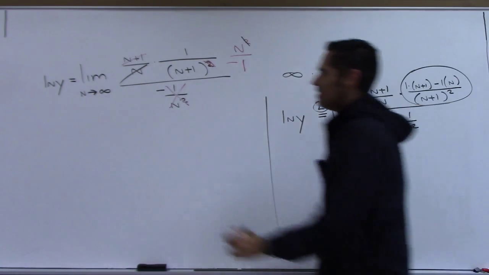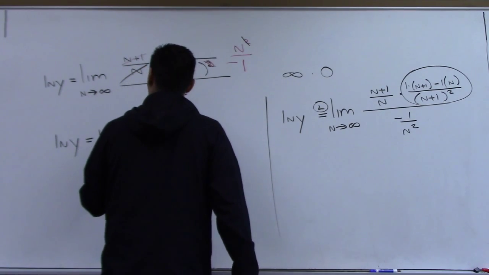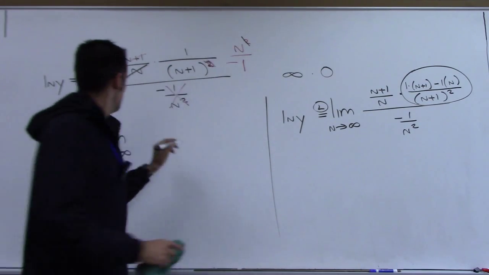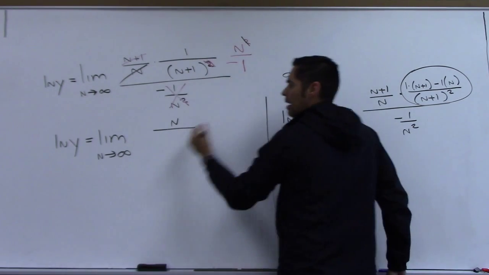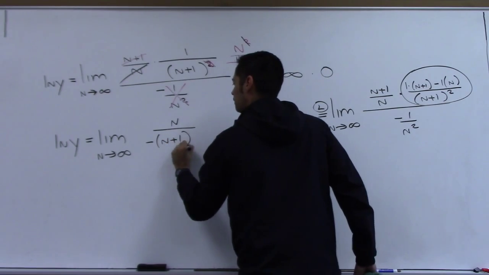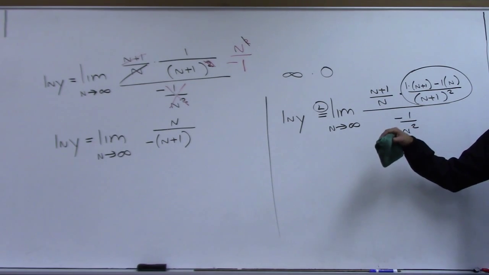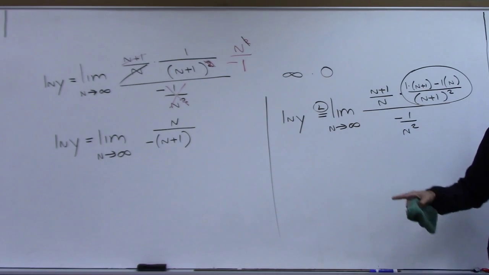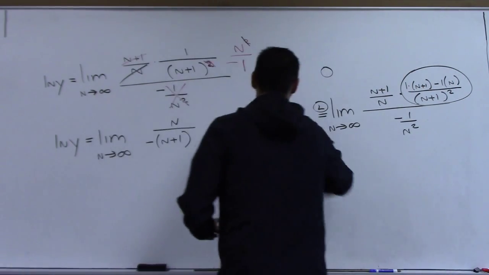What's left? Natural log y equals the limit as n goes to infinity of n on top, just one of these n's, and on the bottom, n plus 1 with a negative, so negative n plus 1. Now let n go to infinity. Infinity over infinity, so L'Hopital one time. And what do you get? 1, with that negative, so negative 1.